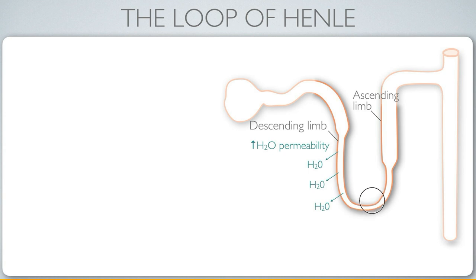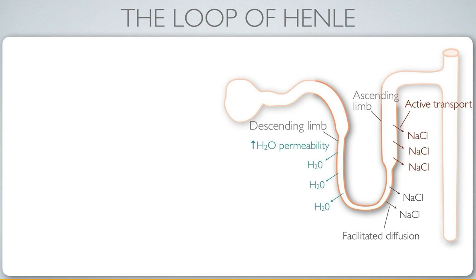As the filtrate moves up, facilitated diffusion will remove sodium and chloride. But as it moves up further, the concentration difference doesn't favor the loss of NaCl through facilitated diffusion. Instead, it requires energy to extract NaCl, so that's achieved through active transport. In both cases, NaCl is being removed from the filtrate into the interstitial fluid.